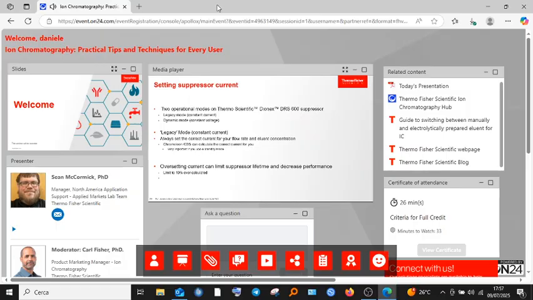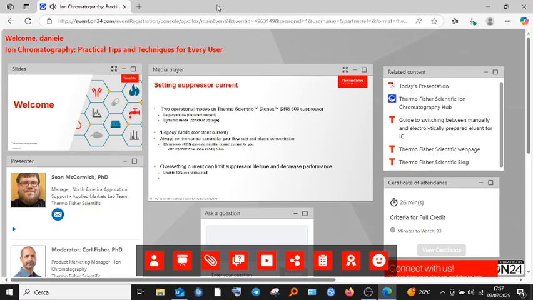The DRS suppressors, like many other Thermo Scientific suppressors, are electrolytic devices which are programmed in your instrument method to perform under certain electrolytic conditions. In the case of the DRS suppressors, there are two operational modes. There's legacy mode, which refers to a constant current approach, or dynamic mode, which is a constant voltage approach. My recommendation is to always use the legacy mode, which is constant current.